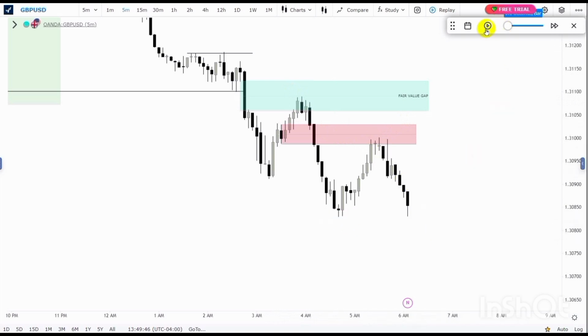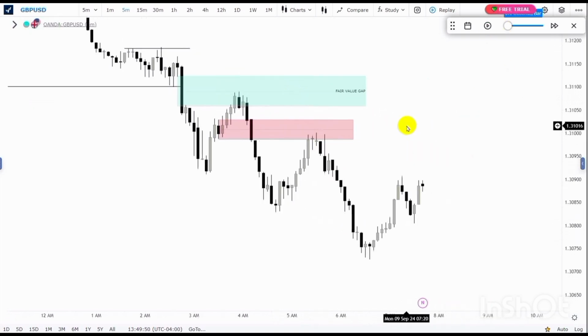So let's play price to see. So we can see that price swept this swing low point. Price may not necessarily have to return to this high to sweep this as a buy-side liquidity. Price may return and then sweep this high point as the buy-side liquidity.